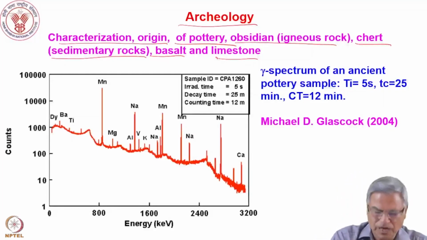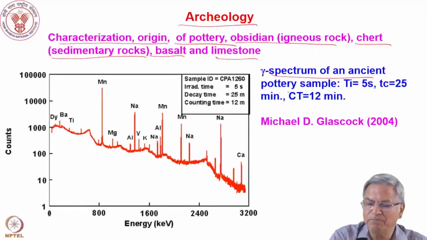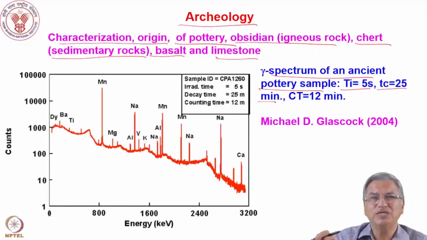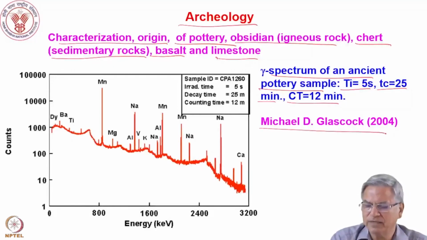So this is a particular gamma spectrum of an ancient pottery sample. The sample was irradiated for, let us say, 5 seconds, the irradiation time is 5 seconds. After the irradiation, they waited for 25 minutes to cool the sample. Cooling means e raised to minus lambda times t_c. Cooling may be required because it takes some time to take the sample out of the reactor to your laboratory, and sometimes you may produce some shorter-lived activity which is not of your interest. And then it was counted for 12 minutes. I have taken this from the reference of Michael Glascock.